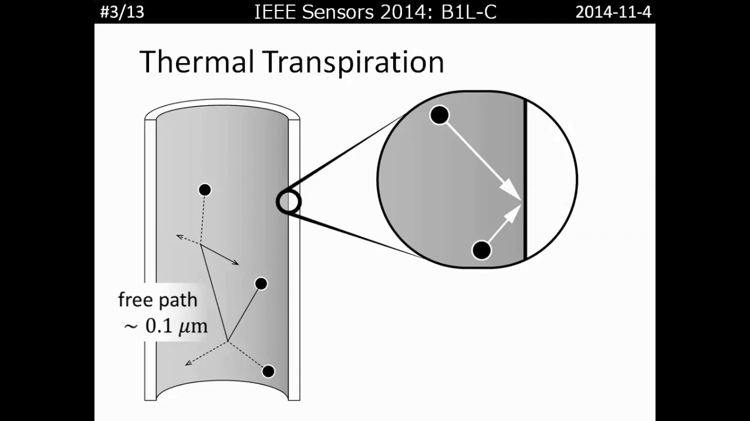Gas molecules are flying around in the microchannel, colliding with each other. The distance between two successive collisions is called the free path, and the mean free path is around 0.1 micrometer under atmospheric pressure. When we consider a small portion of the microchannel, like this, the molecules from the upper end and those from the lower end may hit the same point on the wall.